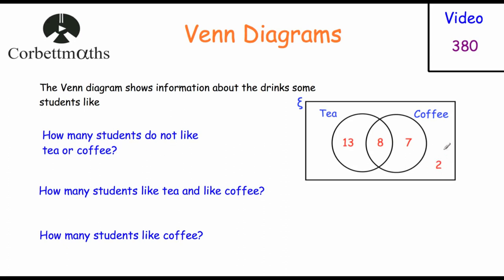So the first question says, how many students do not like tea or coffee? Well, these 2 students do not like tea or coffee, so 2. The next question, how many students like tea and like coffee? That's liking both tea and coffee. So here we've got 8 people in the middle. They like tea and coffee, so 8.